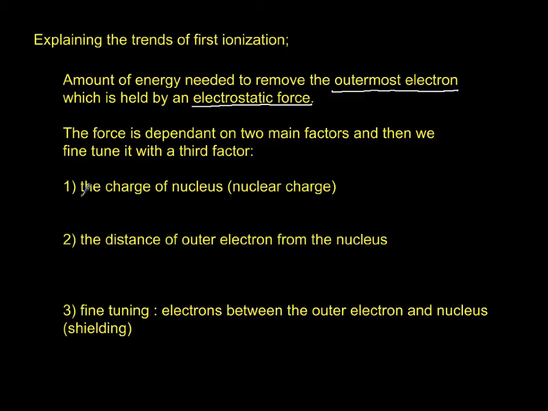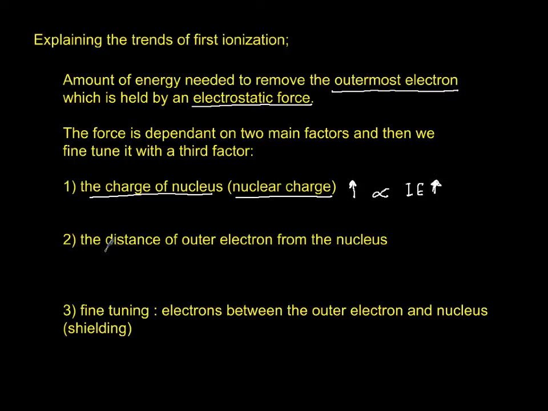The first main factor is the charge of the nucleus, or the nuclear charge. Simply put, the number of protons within an atom. Now as nuclear charge increases, that makes your ionization energy go higher as well. You need more energy to remove an electron that has more protons holding onto it.